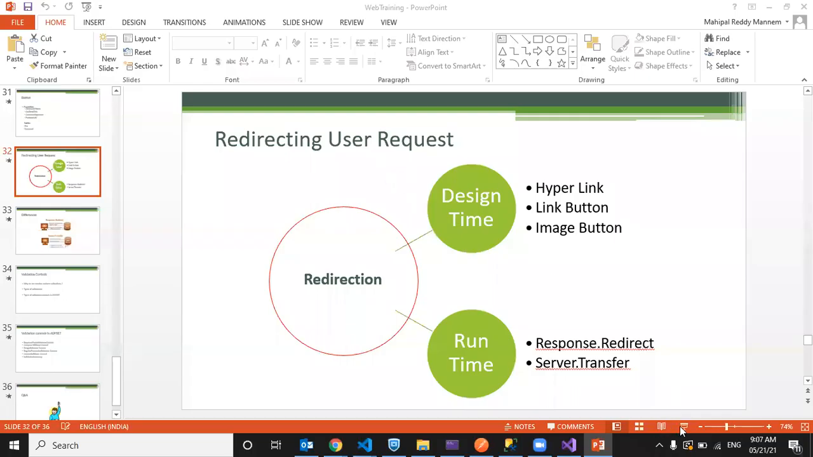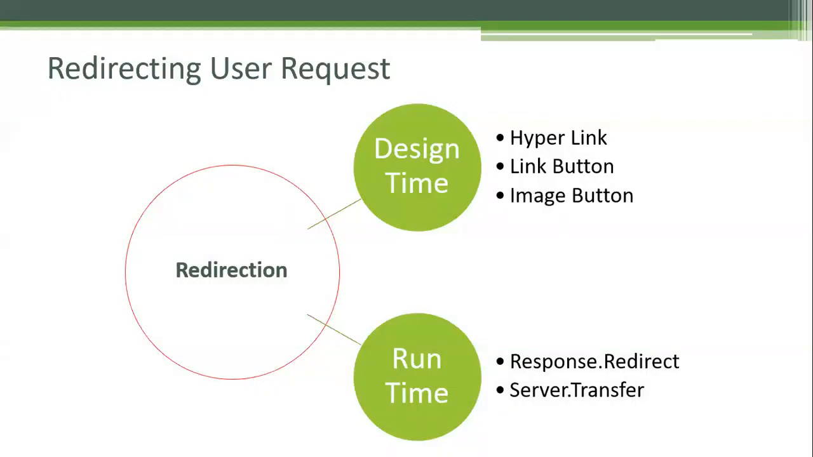Yesterday we talked about user redirection. We saw examples of design time redirection and runtime redirection. We took an example of hyperlink, link button, image button, as well as Response.Redirect and Server.Transfer. The basic difference between hyperlink, link button, and image button is that a hyperlink can hold text and an image as a link, whereas a link button is a standard button which provides the link to redirect.